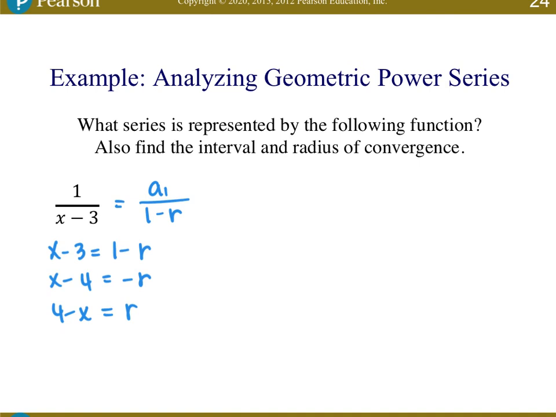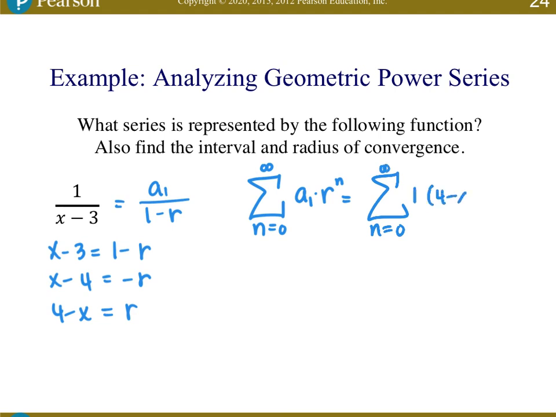So the series is the series a1 times r to the n. It's a geometric series. So a1 is 1, r to the n is 4 minus x to the n, where n starts at 0 and goes to infinity. I didn't write that very well. Let's see. One times 4 minus x to the n.